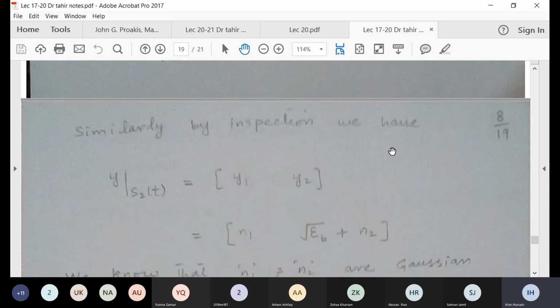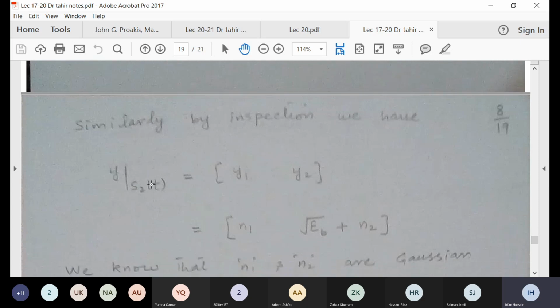Similarly, if S2 was transmitted, then again you will get y1 and y2, but for y1 you would just get the noise, because S2 is with psi 2 and y1 is with psi 1. Psi 1 with psi 2 is orthonormal, so that will be 0, and you only get noise. But for y2, you have psi 2 and S2 is also psi 2, so psi 2 becomes psi 2 square and you will get the energy of S2, which is under root EB.